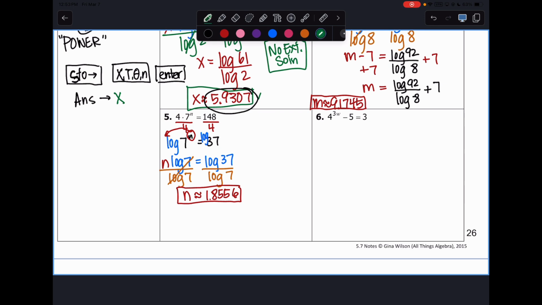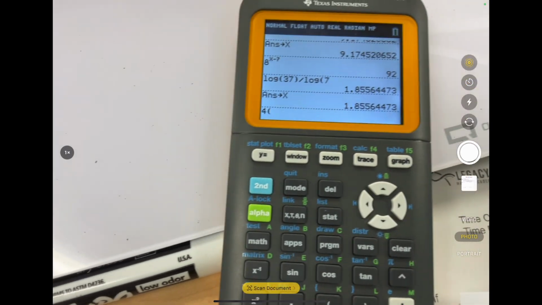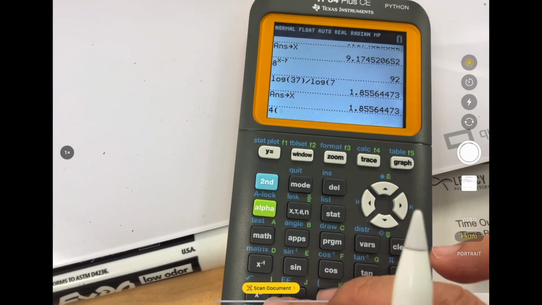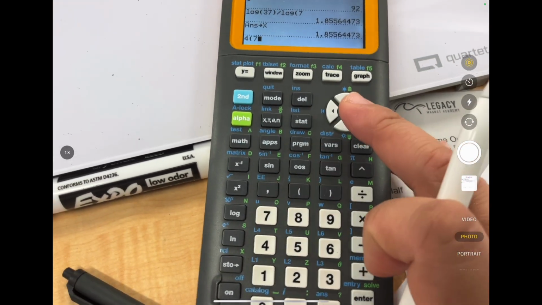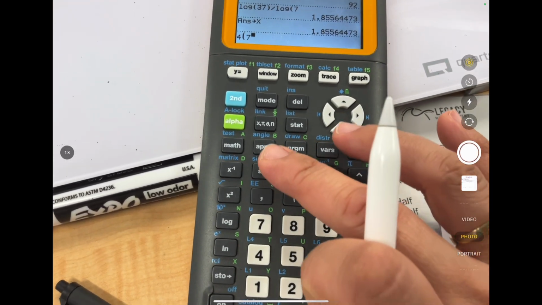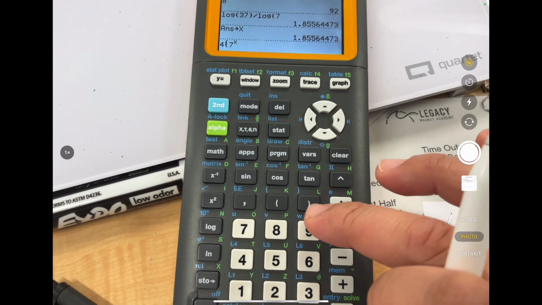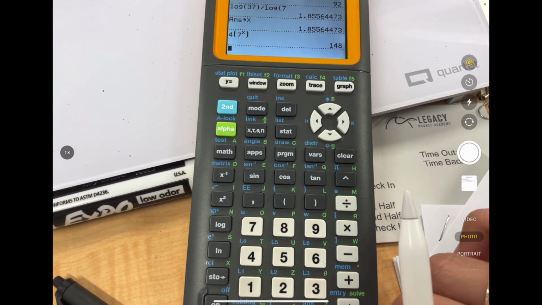1.8556. Let's go ahead and check. Store this number in X. Enter. There it is. And then we're going to put 4 times, so I'm going to put 4 and then parentheses. Do I need to show you what I'm doing on my calculator? I put 4, and then what was the base of that number? 7. And then raise it to the x power.